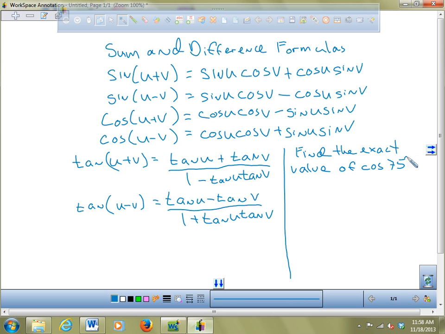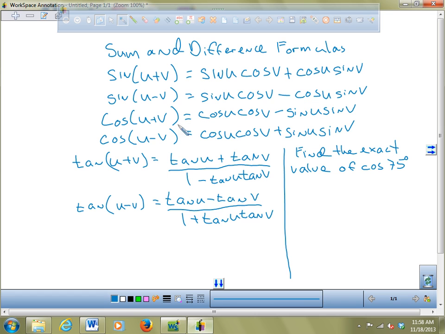75 degrees. So you have to think about two angles that either add or subtract to 75 degrees, that you know the sine and cosine of. Who knows two angles that you could add or subtract? 45 and 30. No, those don't add up to 70. They got to add up to 75. So 45 and what? 30, right? So you can use 45 and 30, that's probably the easiest one. You can't use 15 because you don't know the sine or cosine of 15.